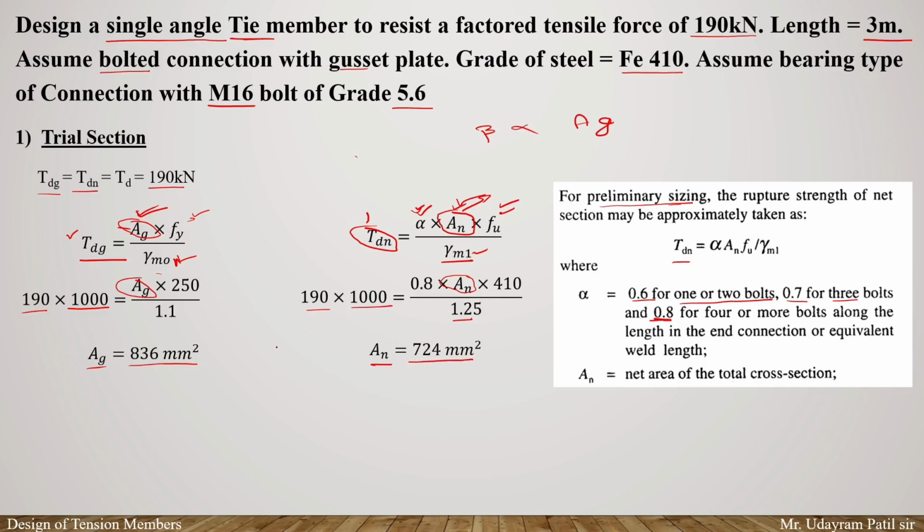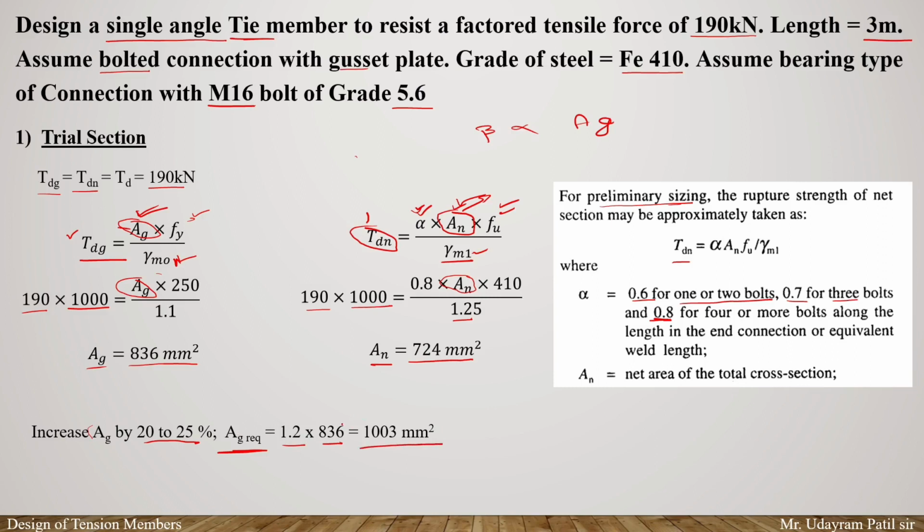Now we have to calculate the area required for the particular section. So therefore this particular जो आपका AG है उसको हम increase करेंगे by 20 to 25%. So AG required, that is the gross area required, will be equal to 1.2 multiplied by 836. Okay, 1.2 multiplied by 836, so it will be equal to 1003 mm square.